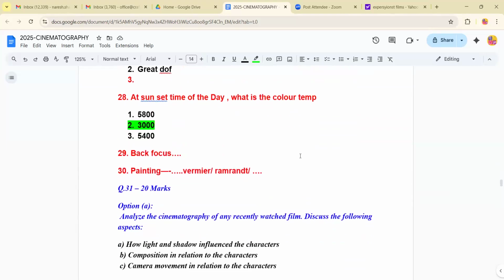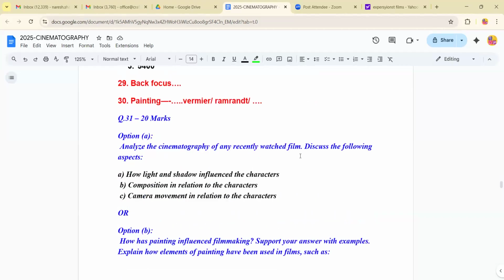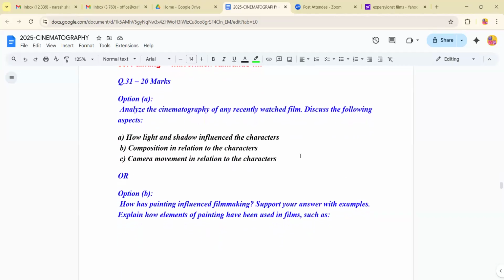At sunset time of the day, what is the color temperature? Naturally, 3000 was the minimum mentioned over there. So 3000 is the correct answer. There was one question connected with back focus or depth of focus, I'm not sure. And one question was also connected with a painting, Vermeer or Rembrandt. So that's how we formulate the 30 MCQs consisting of 60 marks.